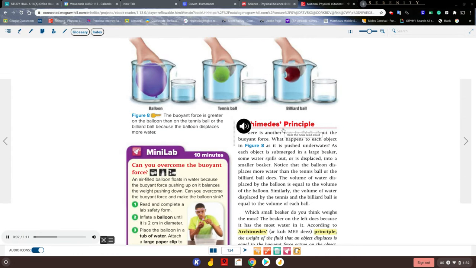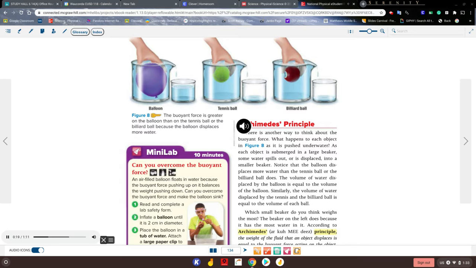Archimedes' principle. There is another way to think about the buoyant force. What happens to each object in Figure 8 as it is pushed underwater? As each object is submerged in a large beaker, some water spills out, or is displaced, into a smaller beaker.